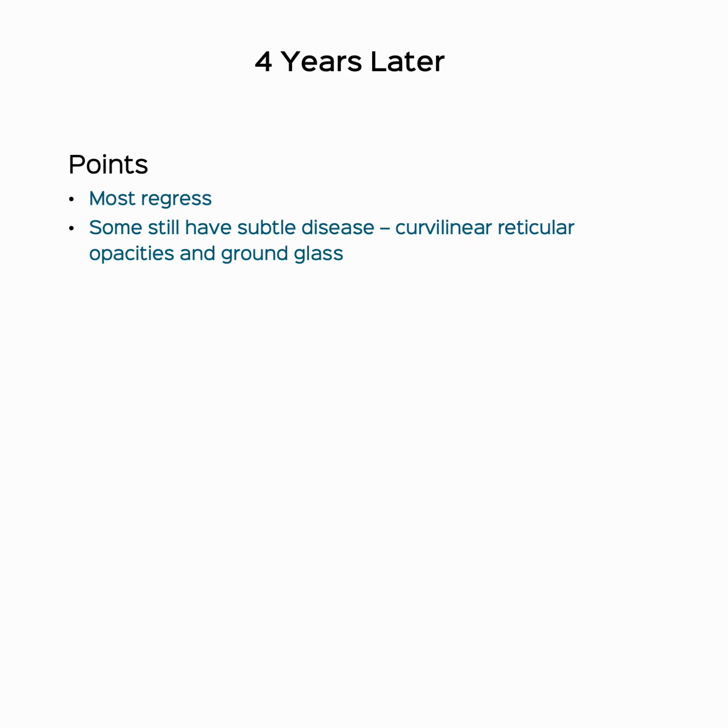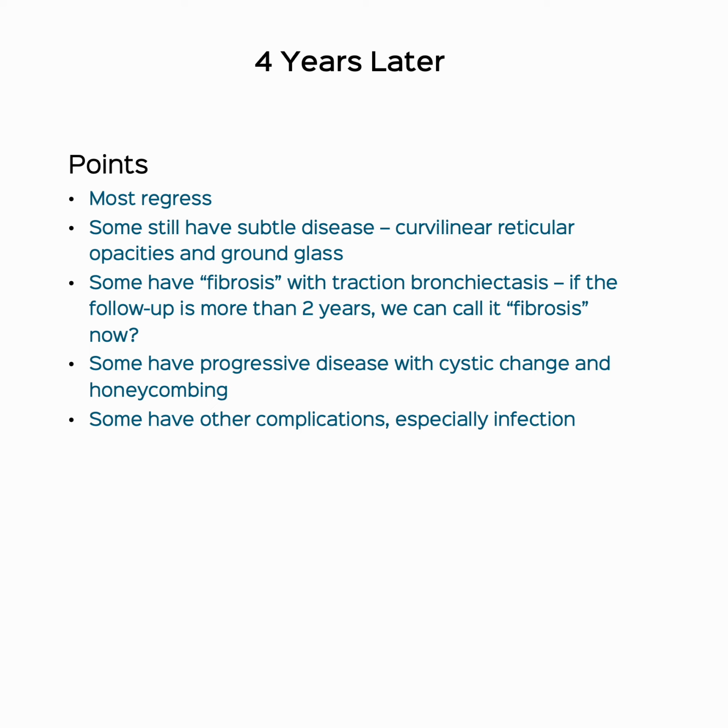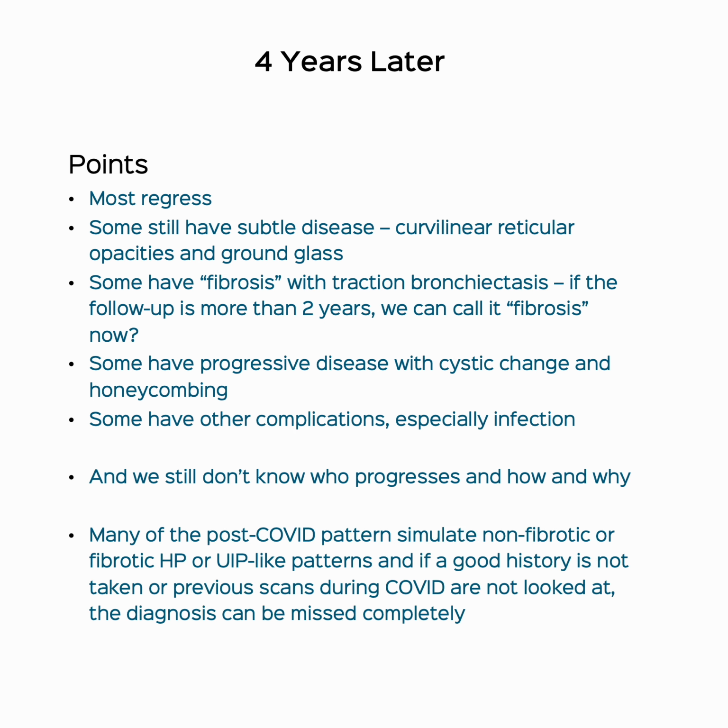And so when we look at the status now, most patients regress or have regressed. Some still have subtle disease with curvilinear reticular opacities and ground glass. Some have fibrosis with traction bronchiectasis, and if the follow-up is more than 2 years, we do call it fibrosis now. Some have progressive disease like our patient with cystic change and honeycombing. Some have other complications, especially infection. We still don't know who progresses and how and why.